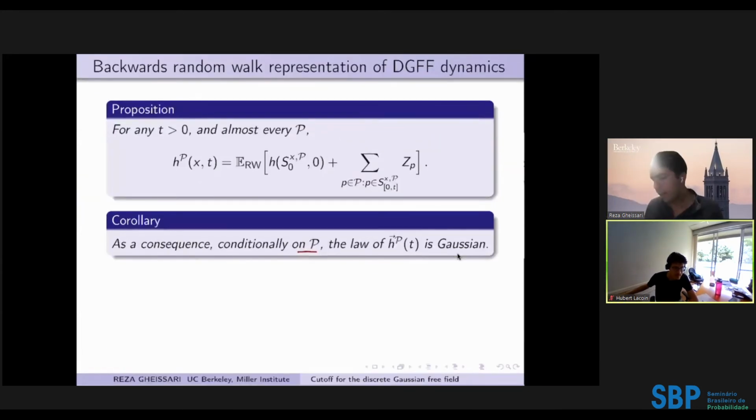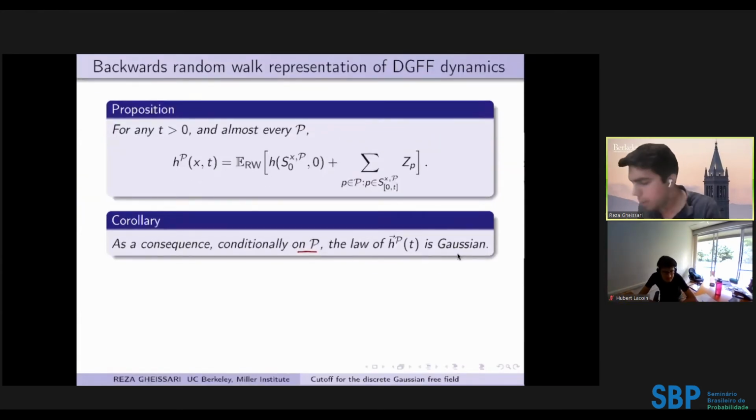So as a corollary of this, we see immediately that the process is Gaussian because it's expressible as a linear transformation of IID Gaussians. Your IID Gaussians are these Z sub P's, and this is clearly a linear operator if you think about it for a bit. That's nice because it gives us access to exact computations with Gaussians that we don't have access to otherwise.